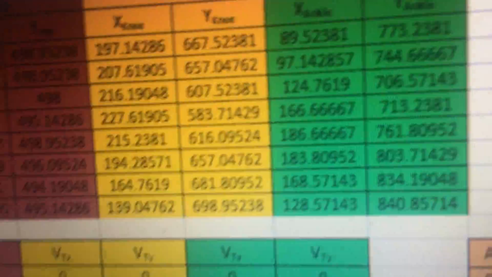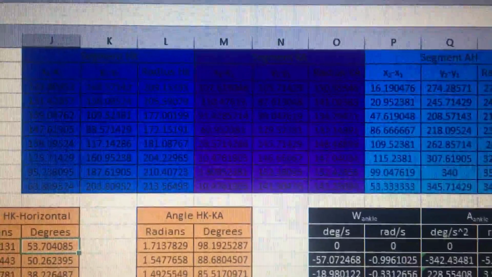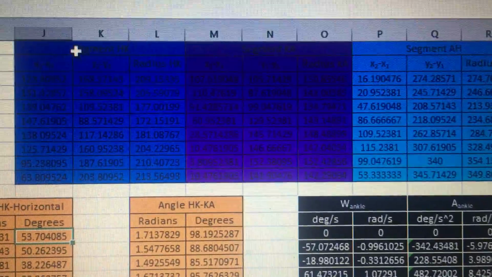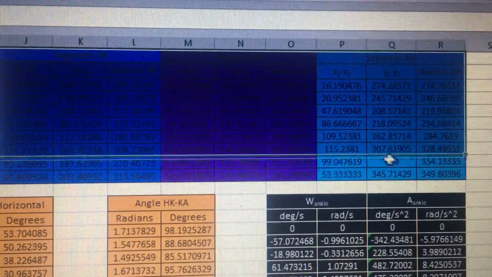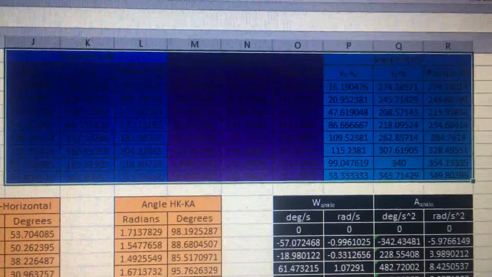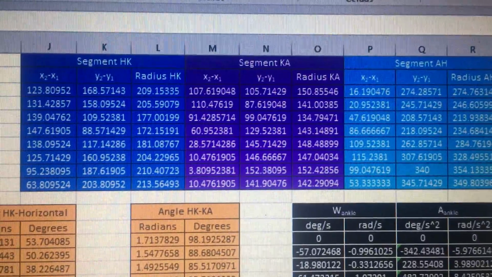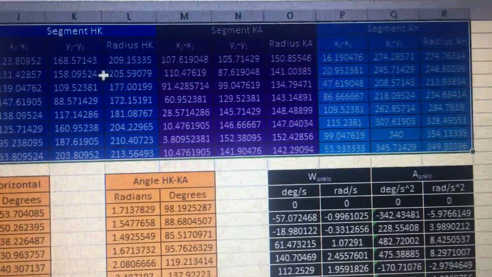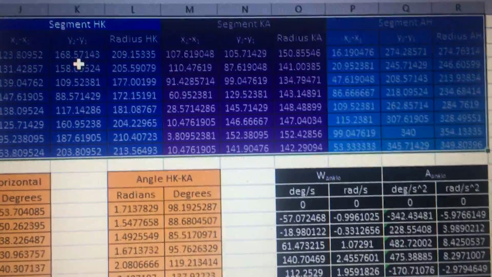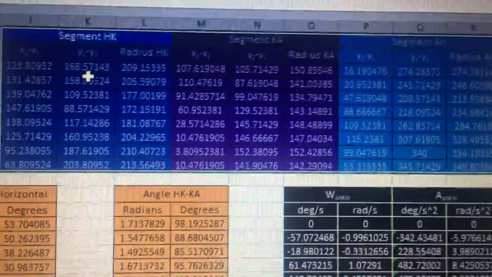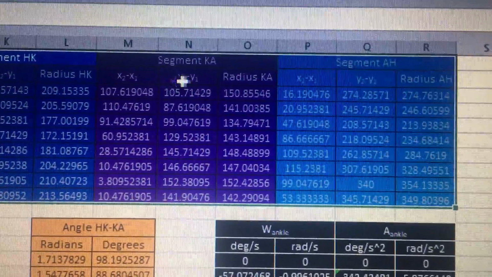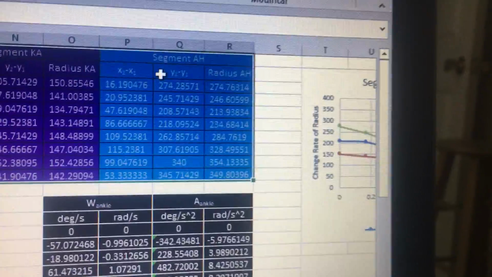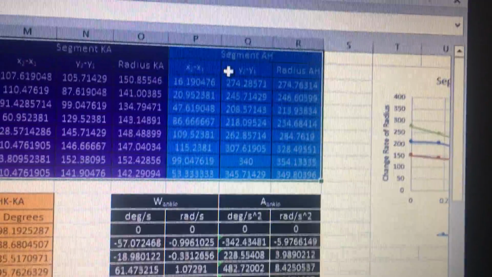So with this, we proceeded to obtain the segments. Sorry, let me change the color of this so the numbers can be seen better. Okay, there you go. So we have 3 segments: the segment HK, which is going to be the segment from the hip to the knee. We have the segment KA, which is going to be the segment from the knee to the ankle, and we have the segment AH, which is going to be the segment from the ankle to the hip.